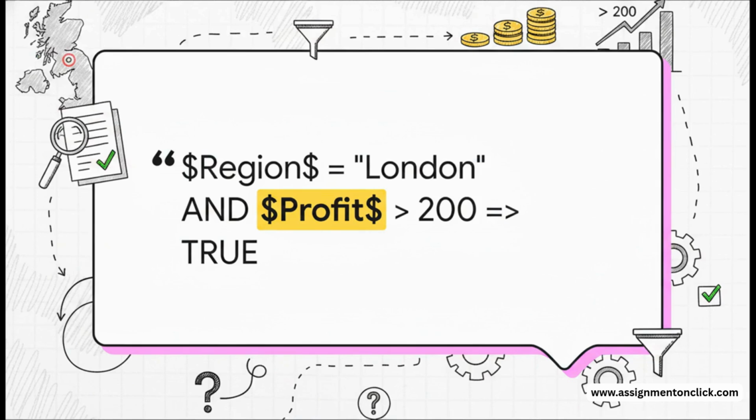Although, keep in mind, a tiny mistake, like a misspelled column name or a missing quotation mark, can completely alter your results. So always take a quick second to double-check your syntax for sure.